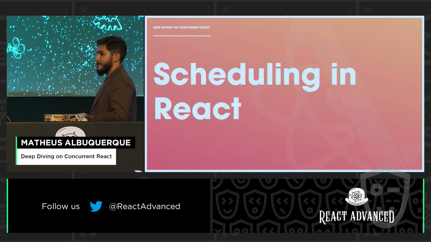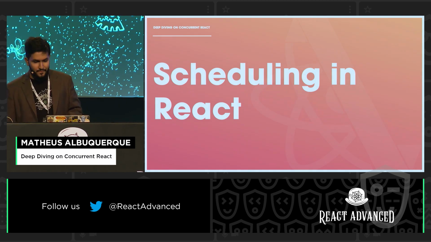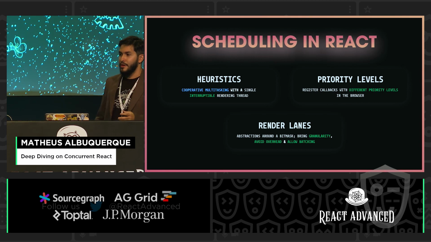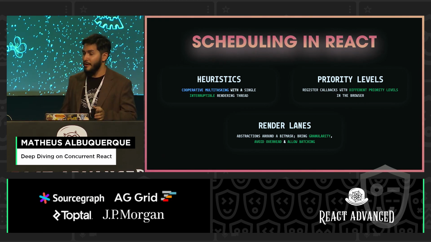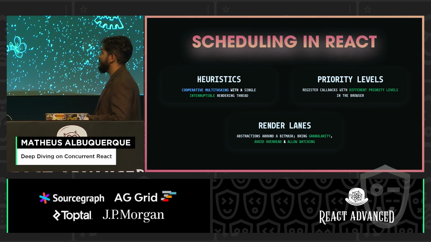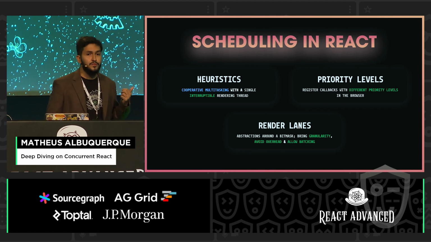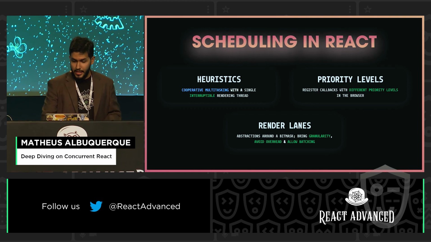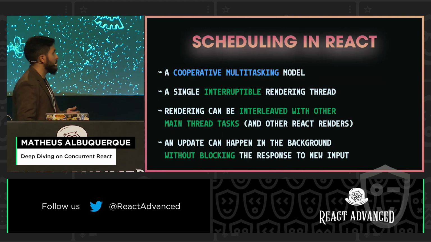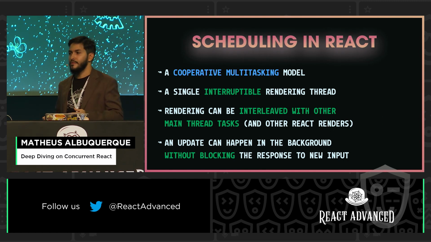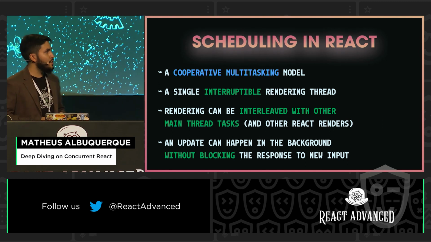My take on Concurrent React is scheduling. And I only have 20 minutes, so I've grouped a few concepts that I love about Concurrent React. So we're going to be exploring quickly the heuristics. We're going to be talking about priority levels and render lanes. So, okay, we talked about workers, and we saw there's no workers, WASM, or anything related to parallelism. So what do we have?